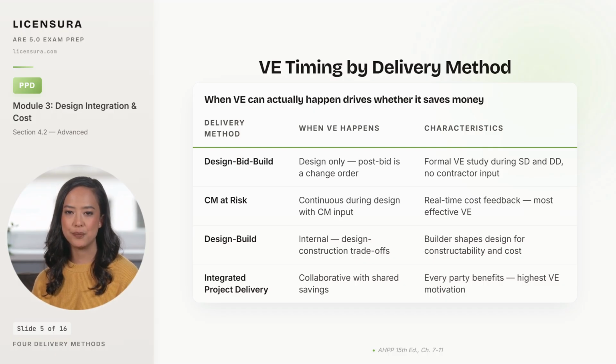CMAR opens the window much wider. The construction manager is engaged through design and provides continuous real-time cost feedback as alternatives surface, which makes it the most effective VE method in practice.